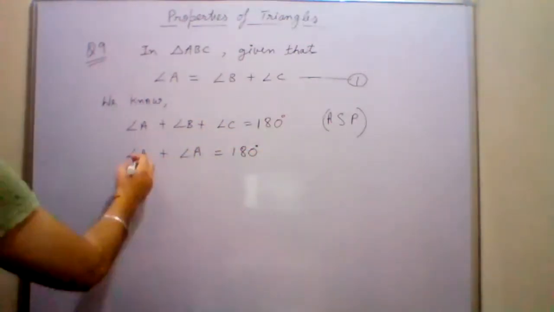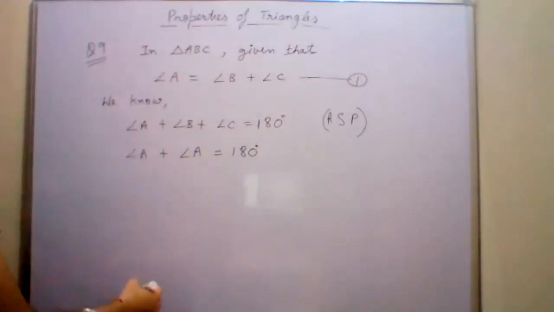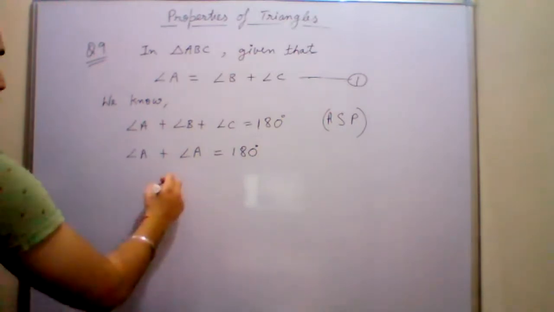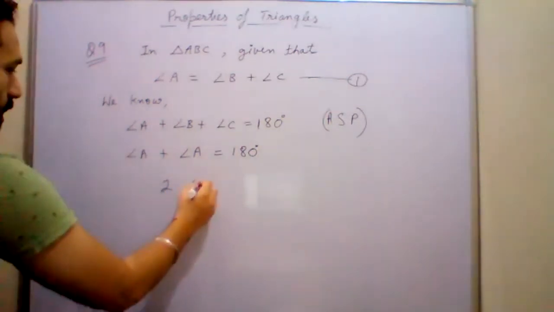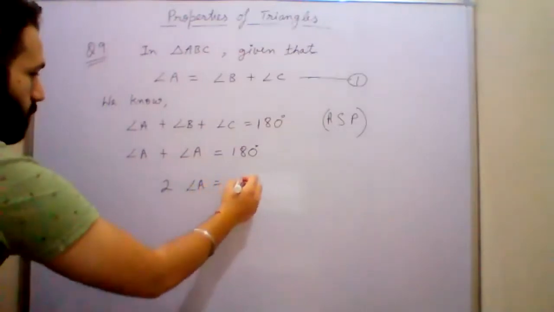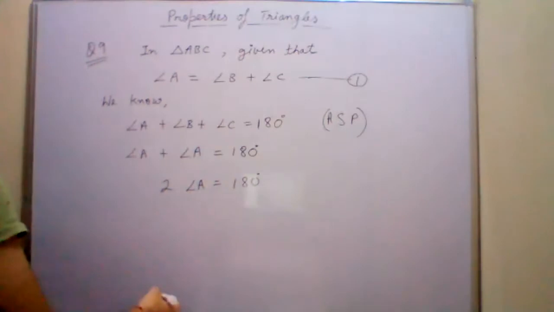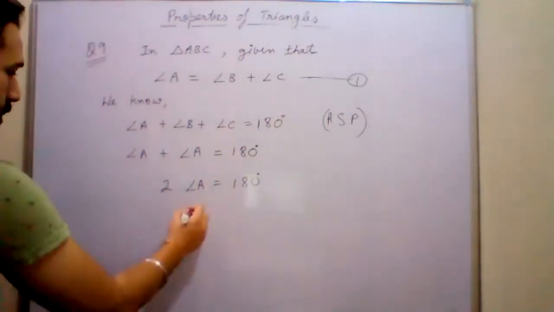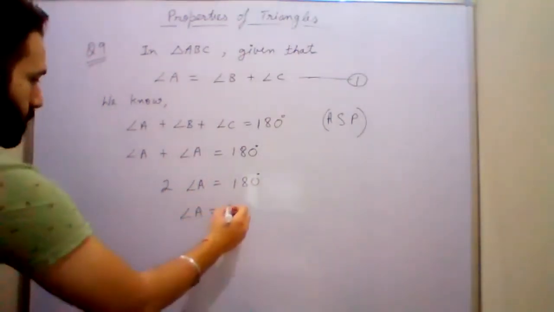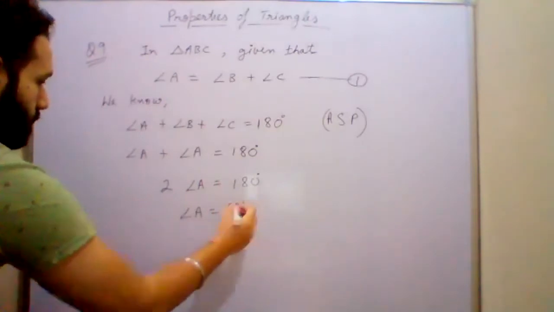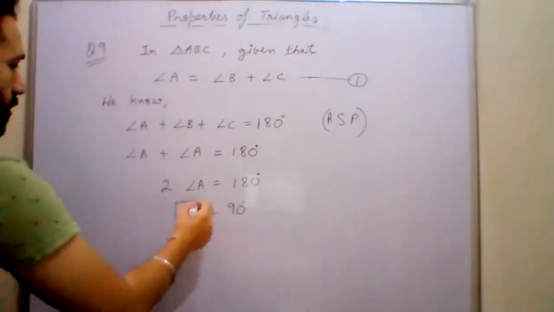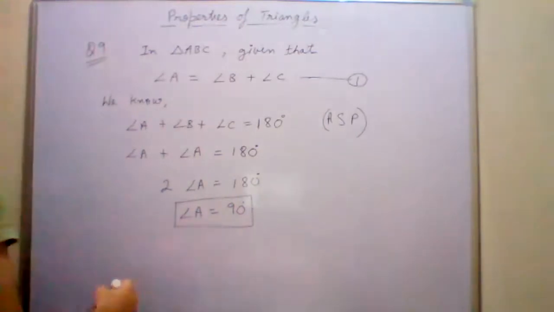Got it? Now angle A plus angle A. What is x plus x? If you add x and x, it is 2x. Similarly, twice of angle A is equal to 180 degrees. 2 angle A is equal to 180 degrees. That means angle A is equal to 90 degrees. What is the value of angle A? 90 degrees.